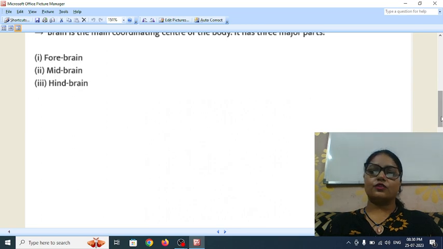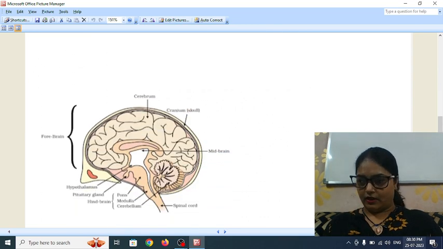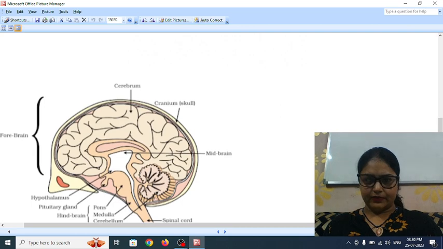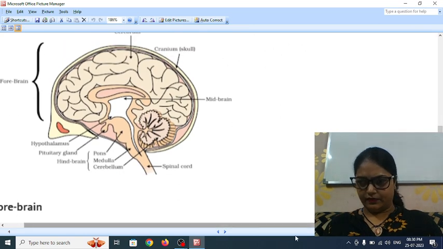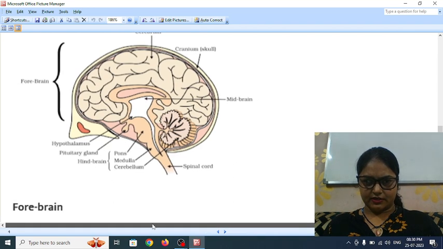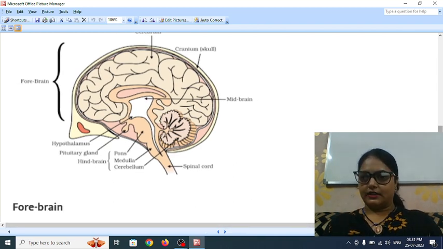Now I just want to show you the figure of the brain. Now look at this picture carefully. I think it is visible. Wait, I will adjust it. Now I think it is visible for you.